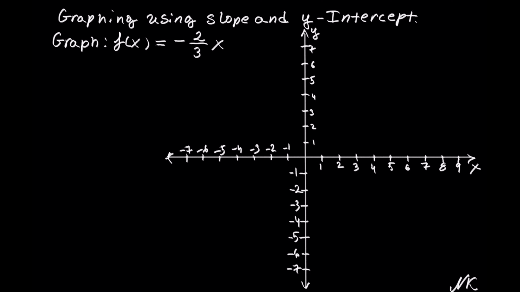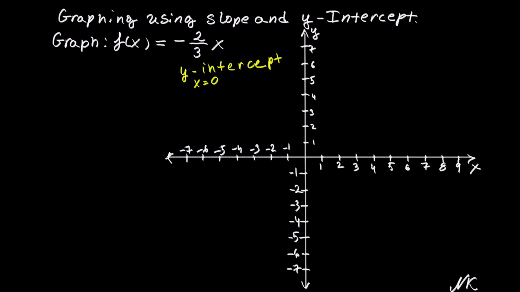Hello, here we're going to be graphing using slope and y-intercept, and we have to graph f of x equals negative 2/3 x. So to begin graphing this line, we have to find the y-intercept first, and it's always happening at x is equal to 0.